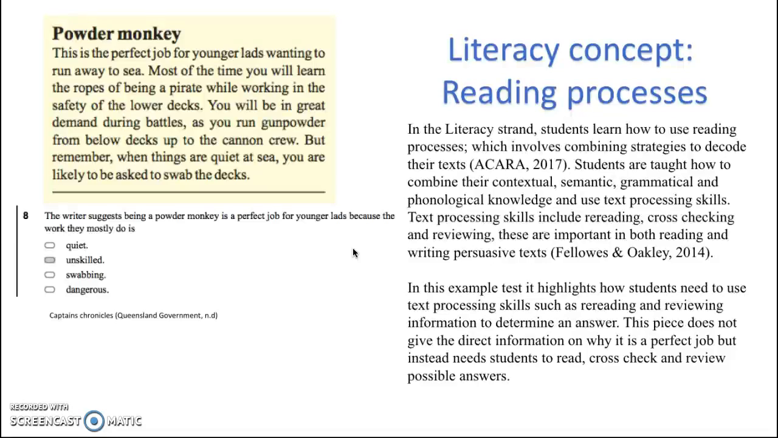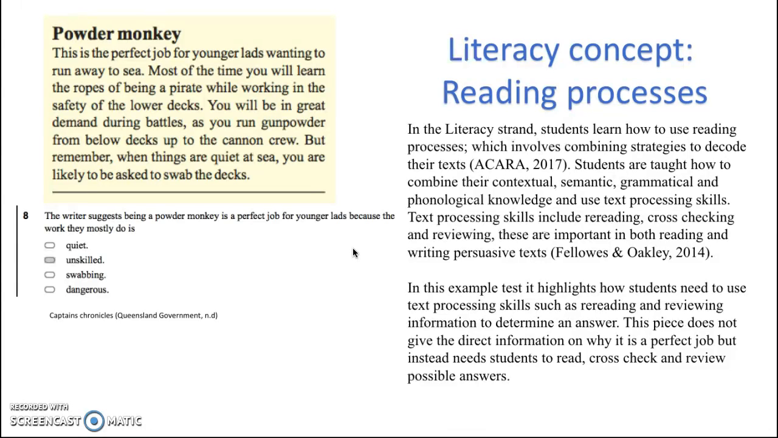In the literacy strand, students learn how to use reading processes, which involves combining strategies to decode their text. Students are taught how to combine their contextual, semantic, grammatical, and phonological knowledge and use text processing skills. Text processing skills include rereading, cross-checking, and reviewing. These are important in both reading and writing persuasive texts.